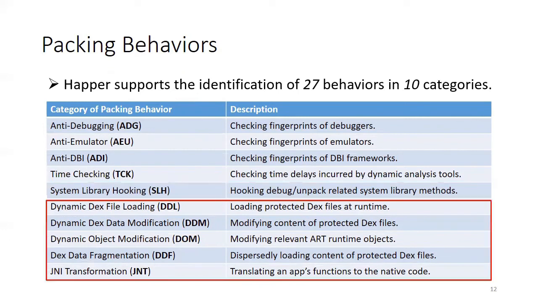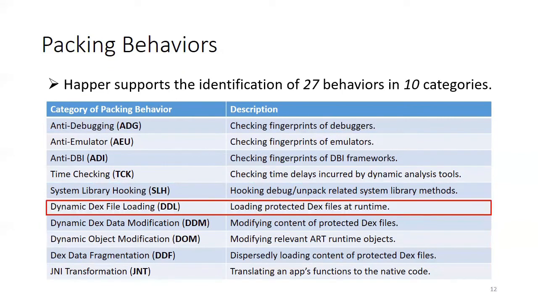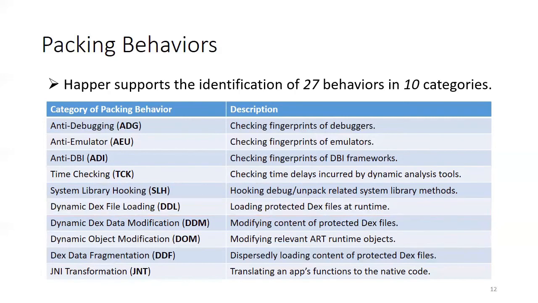The remaining 5 categories in the table are bytecode hiding behaviors, and the packers use them to hide the original bytecode of the packed apps and prevent them from being easily retrieved by unpackers. For example, packers commonly dynamically load the hidden text file to memory.